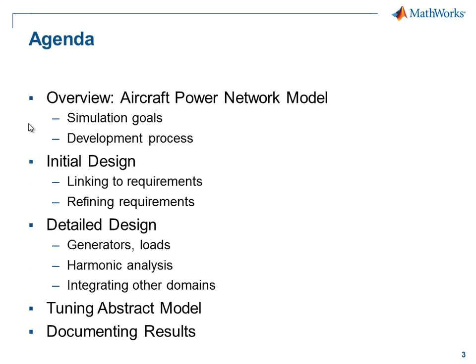Here is the agenda for our presentation. We'll first have an overview of the aircraft power network model. We'll see a list of our simulation goals and look at the development process we use to develop the model. We'll then go through that process, including the initial design where we refine the requirements, the detailed design where we look at the individual components on the network, and then the final phase we will use the simulation results from the detailed design to tune our abstract model. Finally, we'll see how we can automatically document the results of all of these phases in a report.